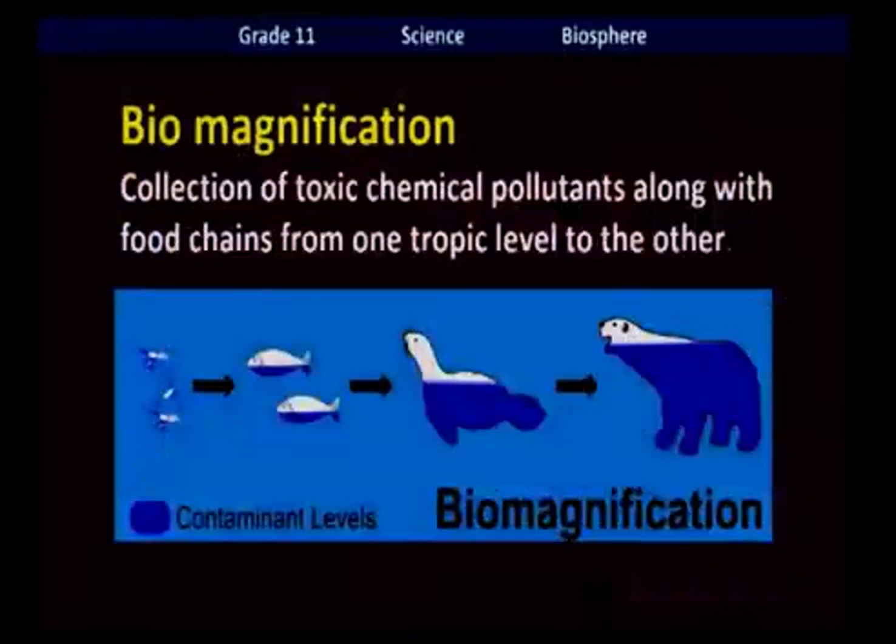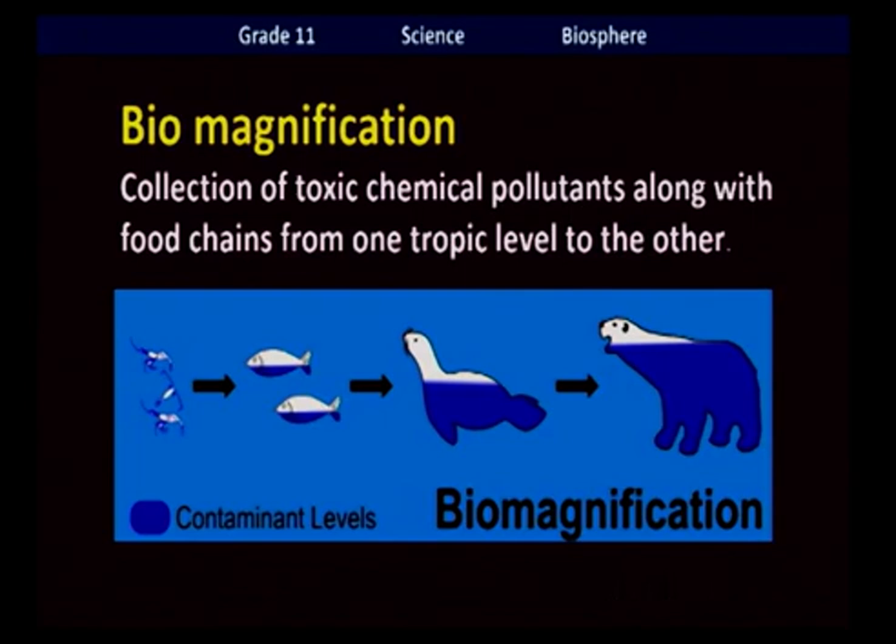Okay, next direct effect of environmental pollution, biomagnification. Let's see what biomagnification is. Biomagnification means the accumulation of toxic chemical pollutants along the food chain from one trophic level to the next. If you write a food chain, the first trophic level is mostly plants, but if you take an aquatic environment, you can see the contaminant level given by this color in each organism. At the beginning there may be prawns or crabs.